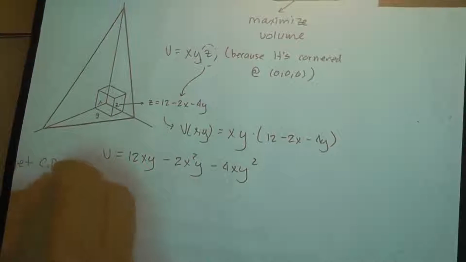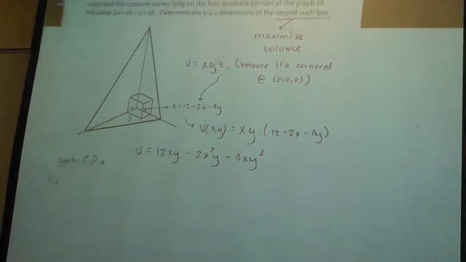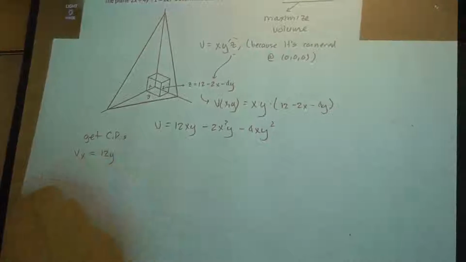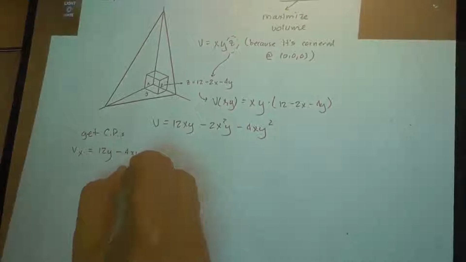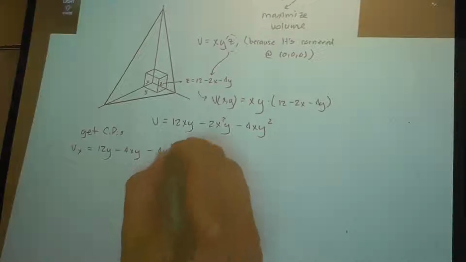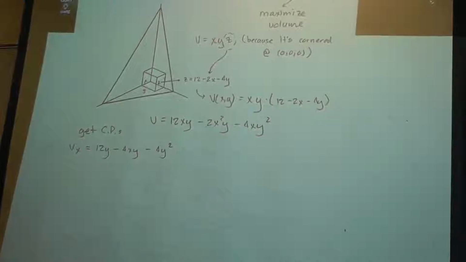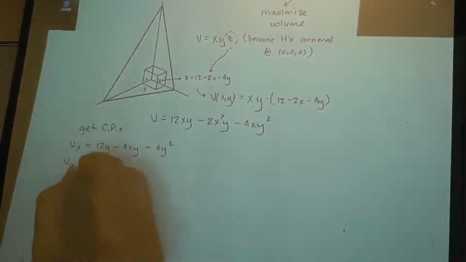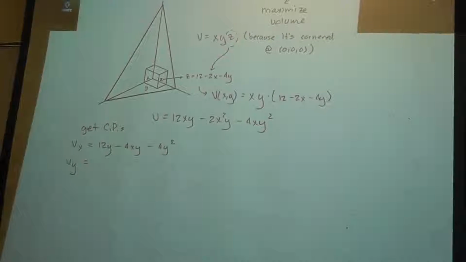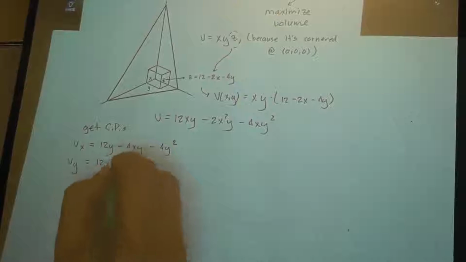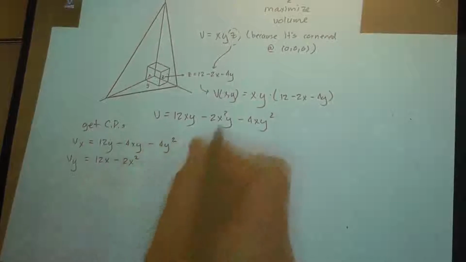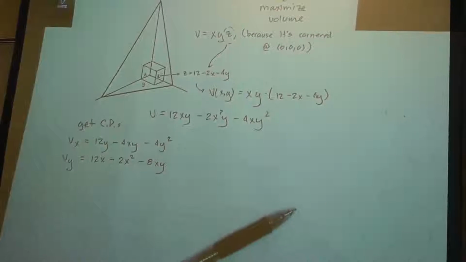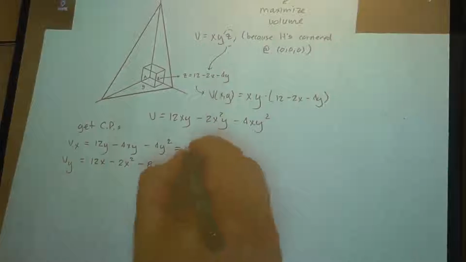Get my critical points. You have to do them out. So my first partial with respect to x is going to be 12y minus 4xy minus 4y squared. So, sorry folks, not linear. And then V partial y is going to be 12x minus 2x squared, y goes to 1, and then minus 8xy. And of course, we want to force both of these to equal 0.